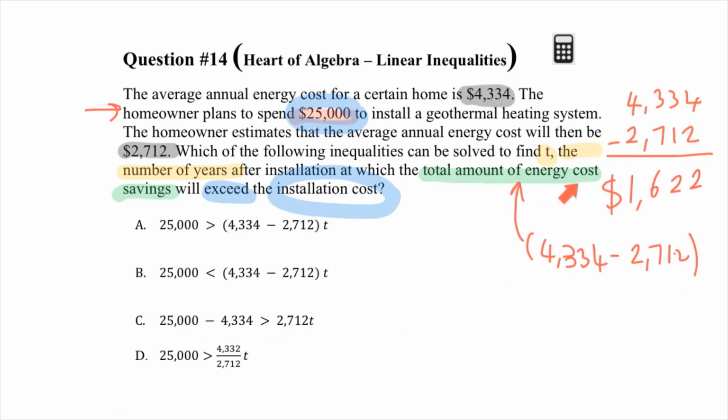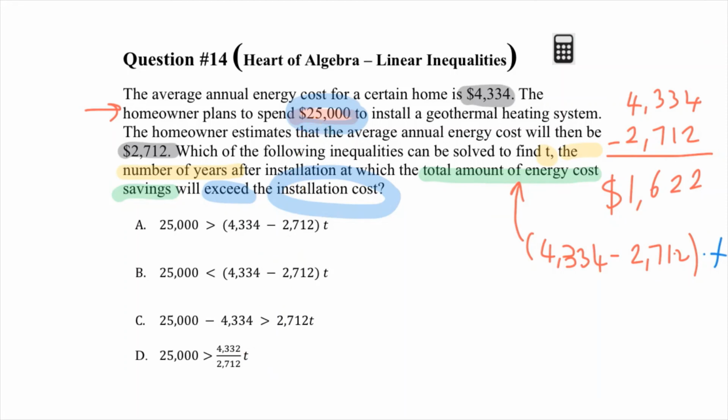So for the total amount of energy cost savings for t years, I am supposed to multiply this by t. Because let's say after 1 year, it is 1,622. After 2 years it is going to be double. After 3 years it is going to be triple. So t represents the number of years, as you see in the question, and the number of years times the annual savings will give you the total amount of energy cost savings in t years. And then what I want is for this savings to exceed the total installation amount, which is $25,000.